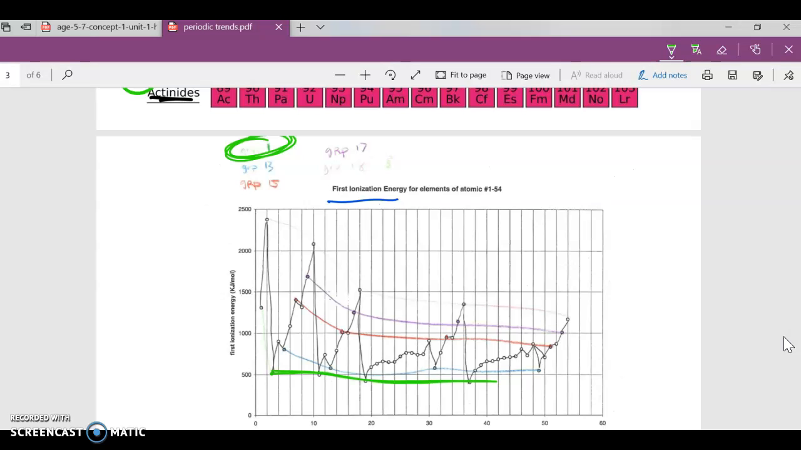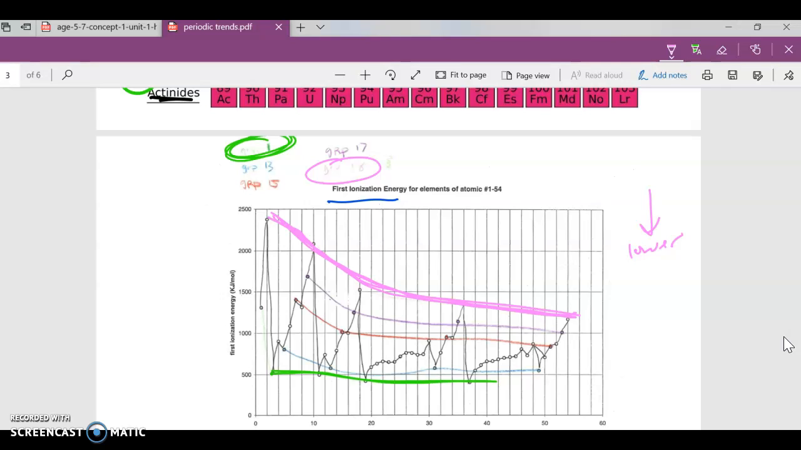And my group 18 is this pink faint line. My group 18, which is the noble gases, live up here. So the first thing I can see is, like with group 18, it goes down. As I move down the periodic table, it decreases in ionization energy.